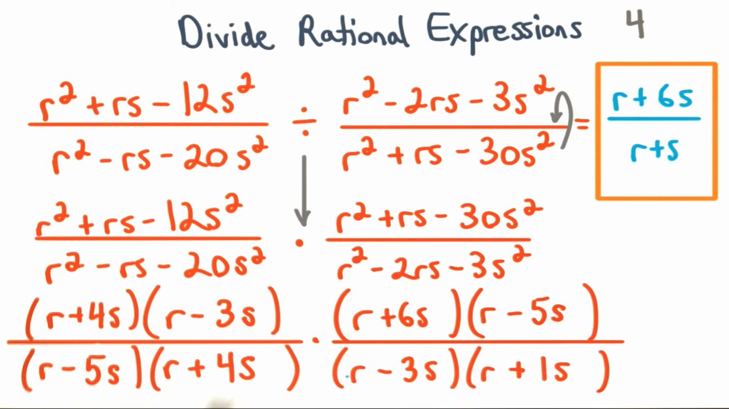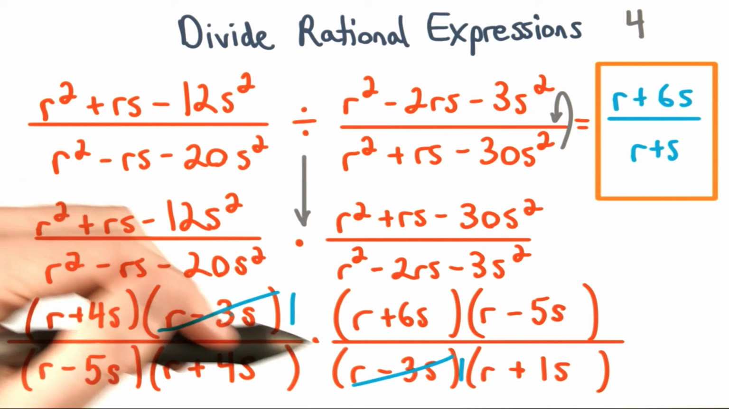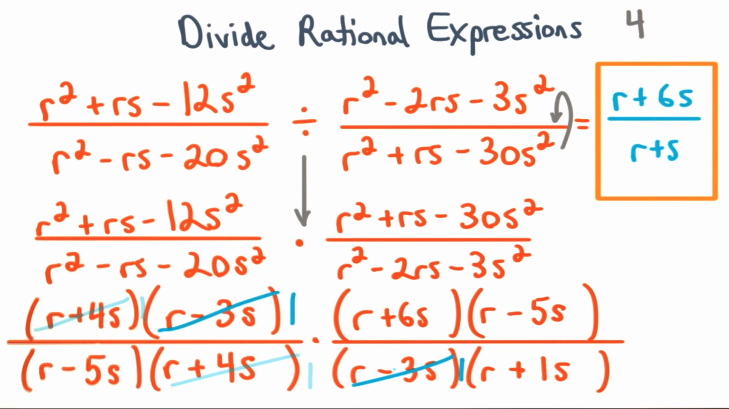Now that everything's factored, let's cancel our terms in the numerator and denominator. r minus 3s divided by r minus 3s equals 1, and r plus 4s divided by r plus 4s also equals 1. The last factor we need to cancel is r minus 5s. And this leaves us with our final answer, r plus 6s divided by r plus 1s, or just s.